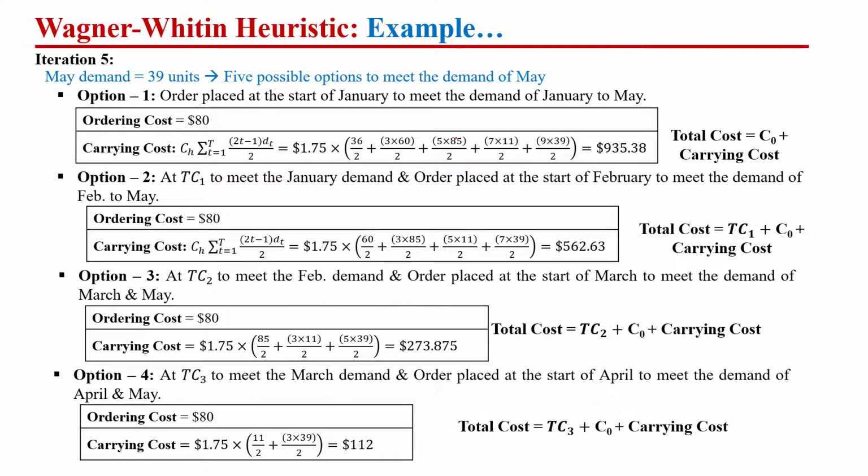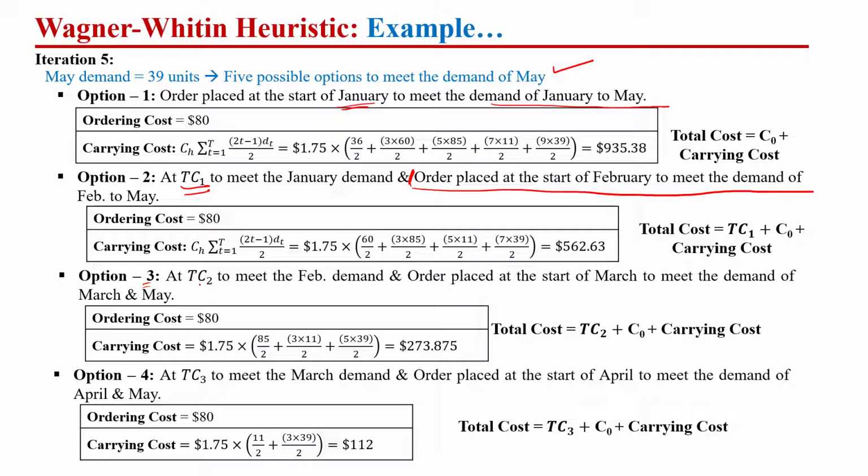Similarly, we are going to perform iteration number five. Now we are considering till May, so January to May. So we have five options. Option number one is we should place the order at the start of January to meet the demand of January to May. Option number two is we take the optimum solution to meet the demand of January, and then we place the order at the start of February to meet the demand of February to May.